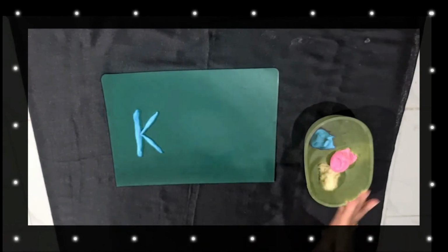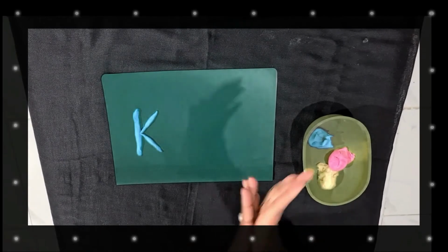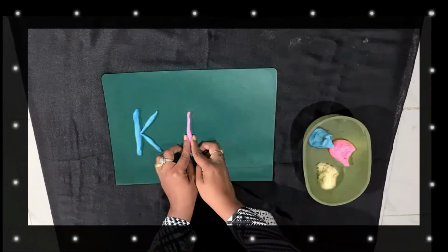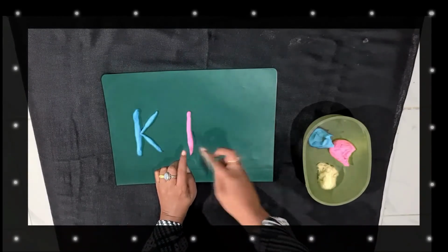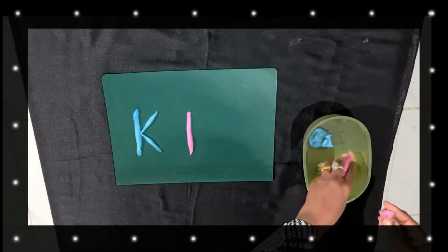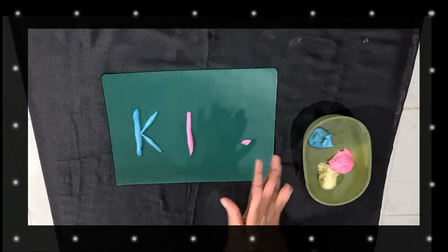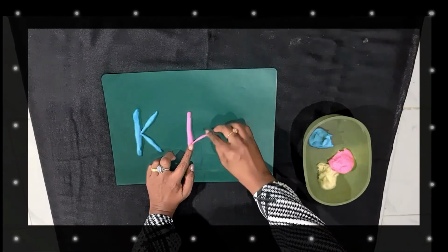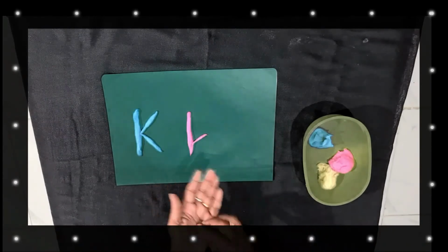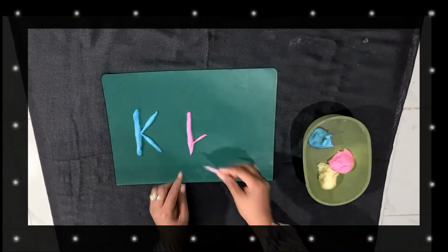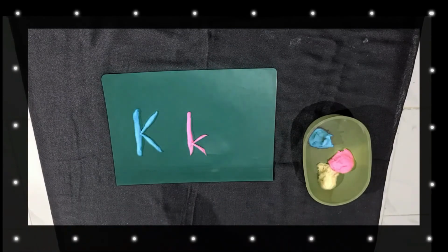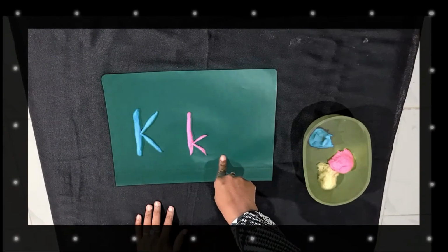Now I'm going to show you how to do lowercase K. First, we want to do the standing line. Yes, start. And very small starting two lines like this. This is Mama K and this is Baby K.